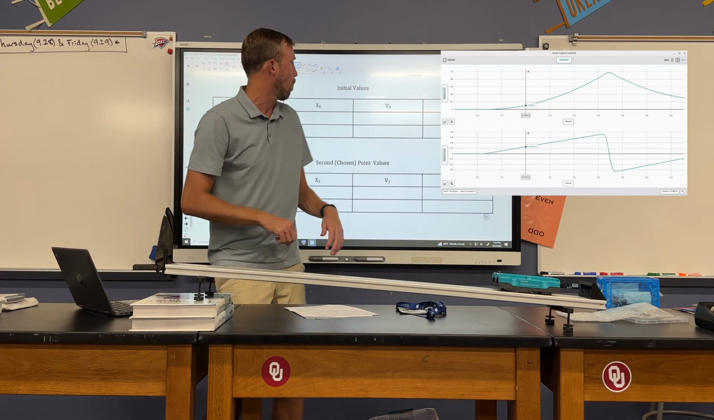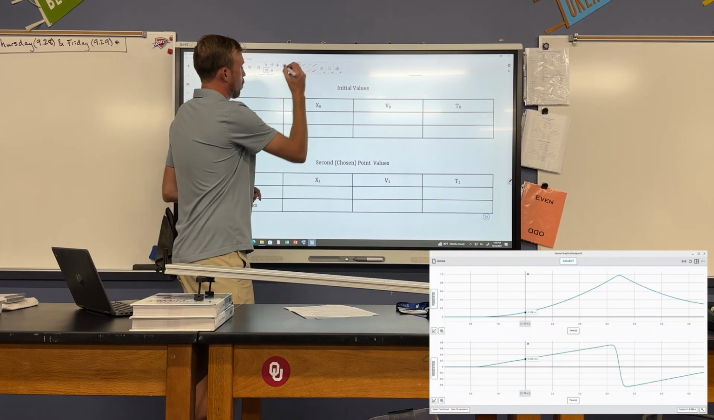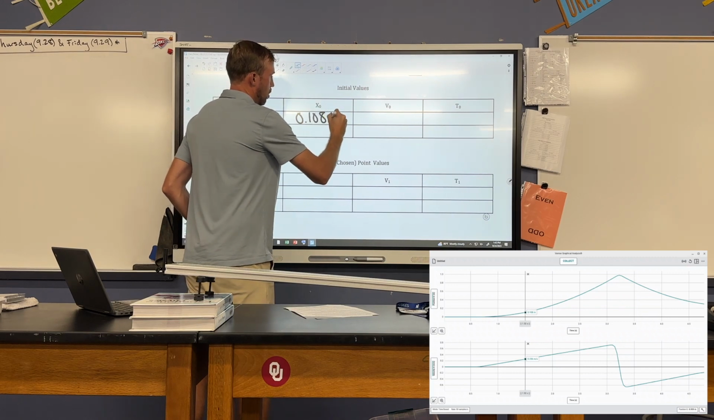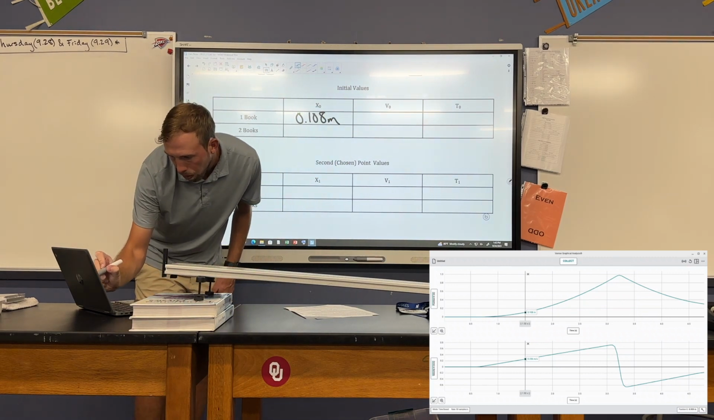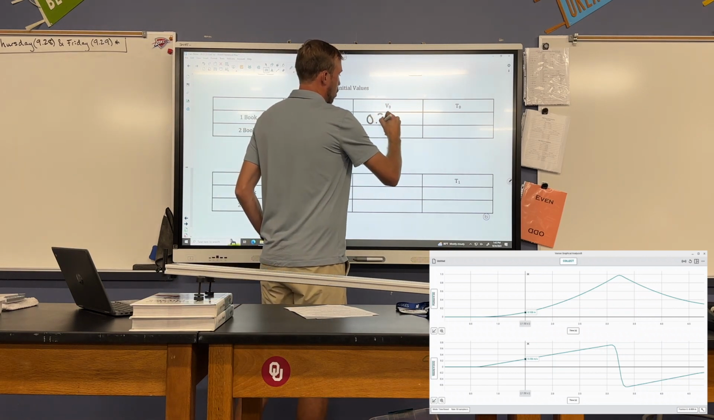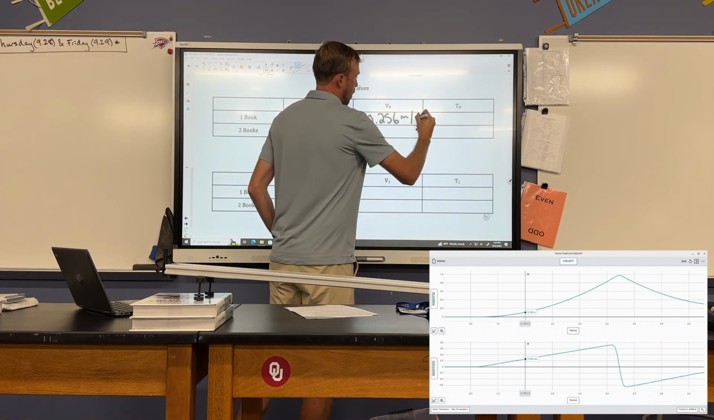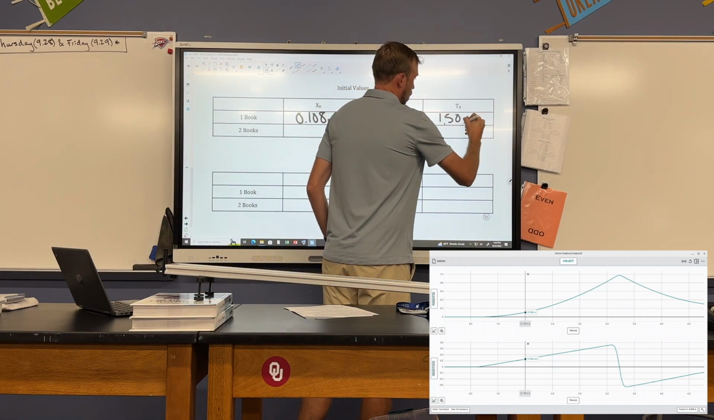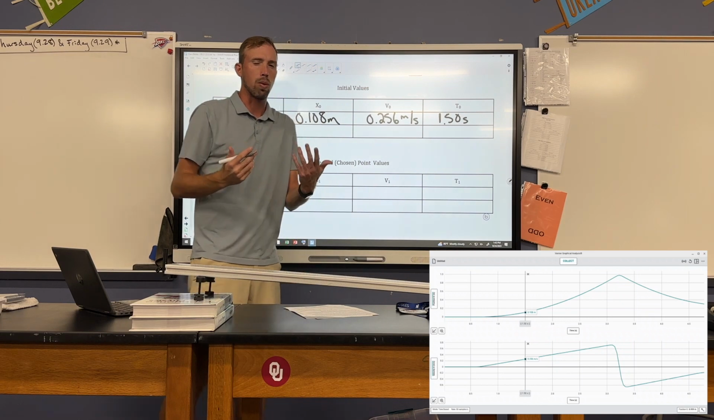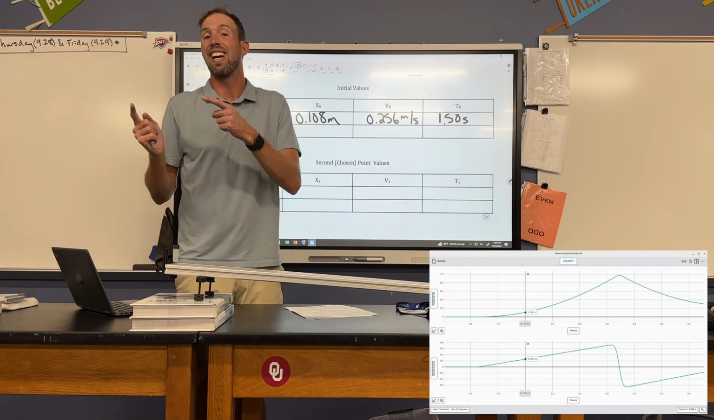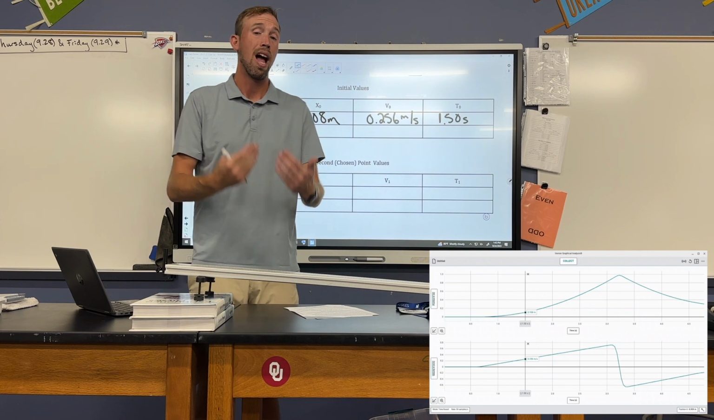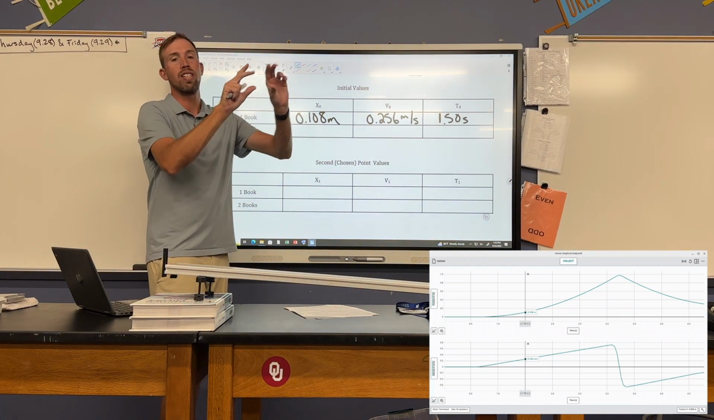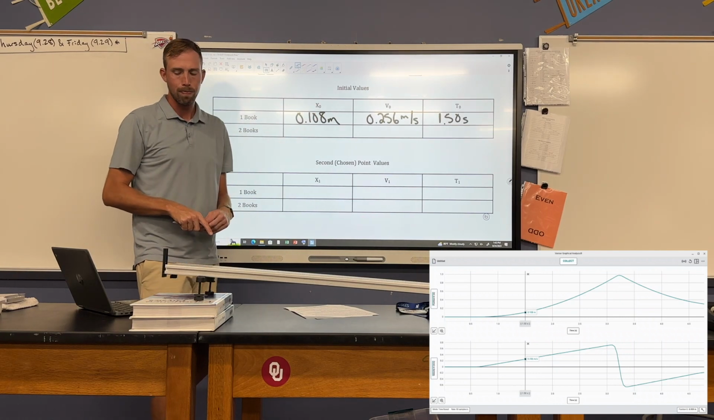Okay, so my initial position for my one book trial is 0.108 meters. The velocity at that point, if I'm reading it off of Vernier, is 0.256 meters per second. And the time was 1.5 seconds. Now, that time, just so we're clear, is the time it took from when I hit collect for the cart to get to that point. I usually, when I'm collecting data with the carts, will give a little bit of a delay, just so I can make sure the data is getting sent over to the Chromebook.